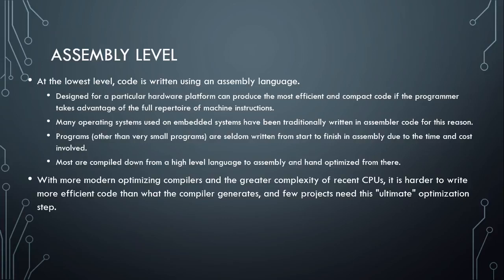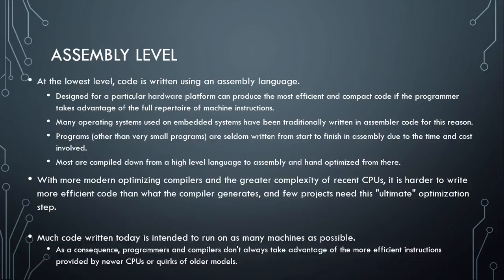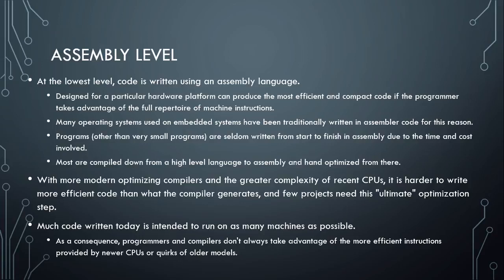With more modern optimizing compilers and the greater complexity of recent CPUs, it's actually a lot harder to write more efficient code than what a compiler can generate. And few projects really need this ultimate optimization step. So the assembly level step is not as used as often now. And as such, much code written today is intended to run on as many machines as possible. Like, you're not targeting a specific machine, you're targeting a general group of machines.